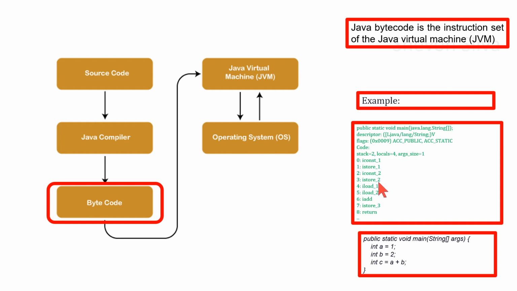iload_1 loads the int value from the local variable at index 1 and pushes it into the operand stack. iload_2 loads the int value from the local variable at index 2 and pushes it into the operand stack. iadd pops the top 2 int values from operand stack, adds them and pushes the result back into the operand stack. istore_3 pops the top operand int value and stores it in the local variable at index 3, which corresponds to variable C. Return from the void method.